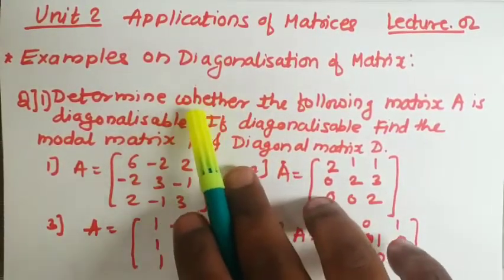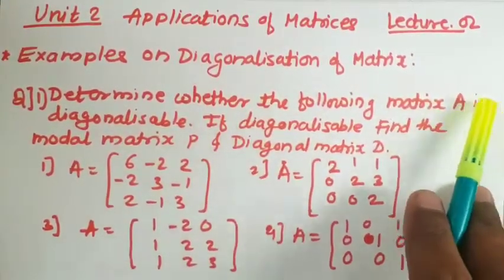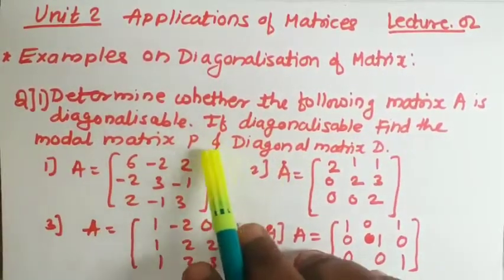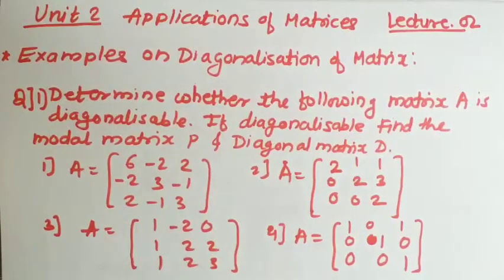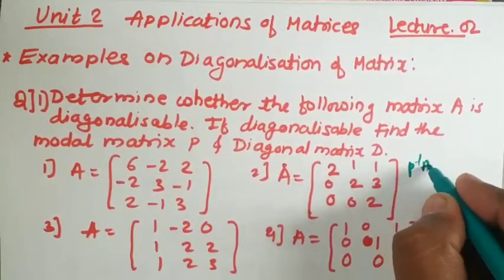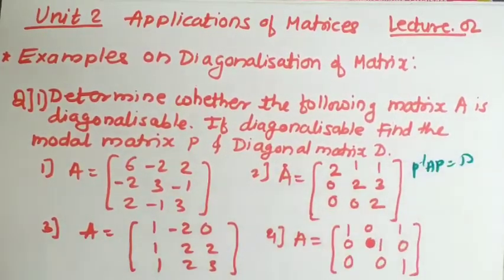The question is, determine whether the following matrix A is diagonalizable. If diagonalizable, find the modal matrix P and diagonal matrix D. We know that whenever a matrix is diagonalizable, there always exists a modal matrix P and diagonal matrix D, which satisfy the relation P inverse A P equals D. Now we calculate this P matrix and D matrix whenever matrix A is diagonalizable.